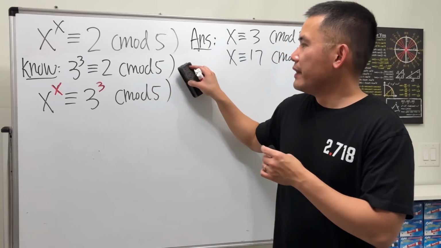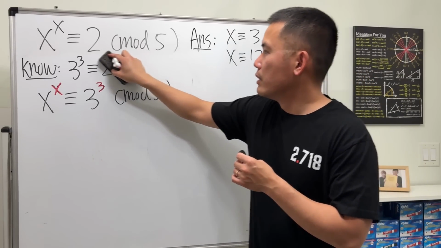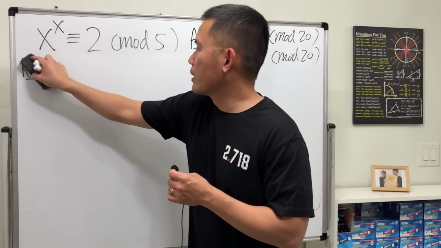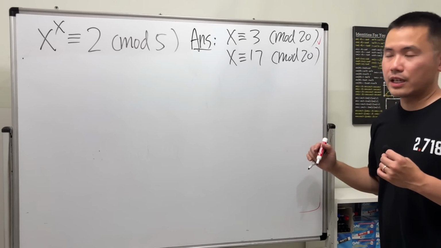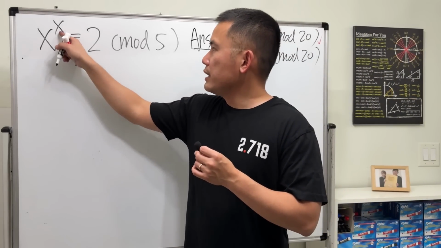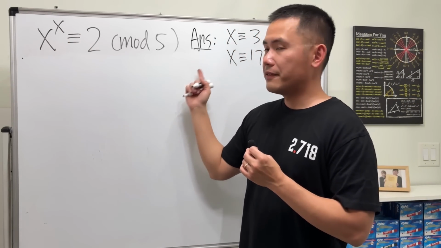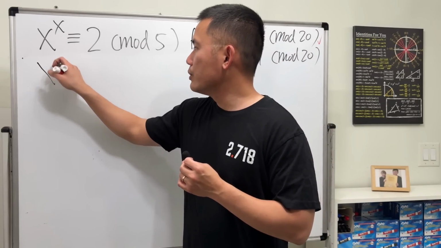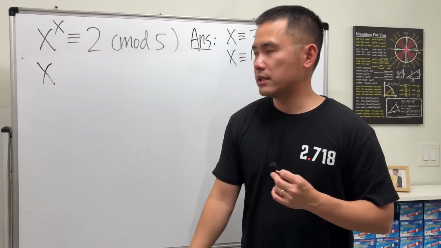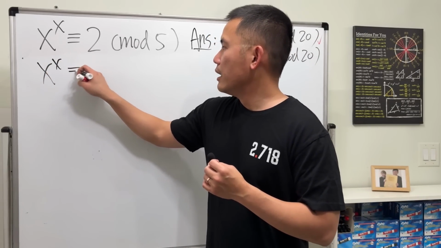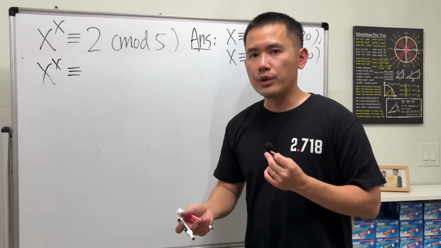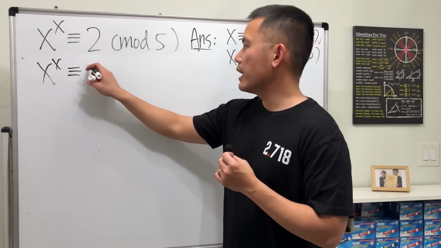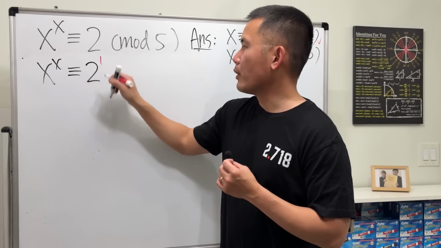Okay, now I used the 3 already. Here is what we are going to do next. We did the first part, now for the second one. Here we have x to the x power is congruent to 2 mod 5, yeah? I'm going to give the 2 some exponent. I don't have to be fancy. I don't have to say that's 2 to the 5th, even though we could, but we don't have to. Just go ahead and do 2 to the first power.